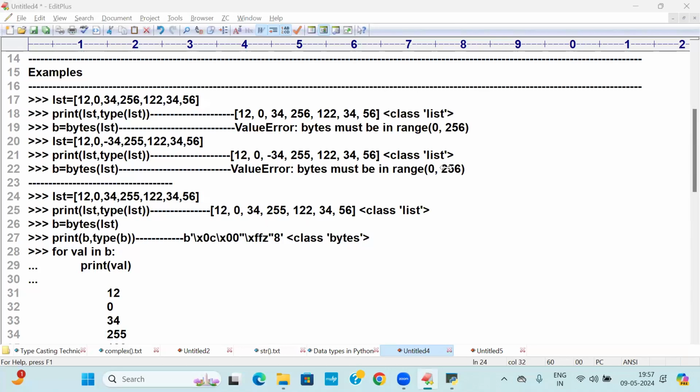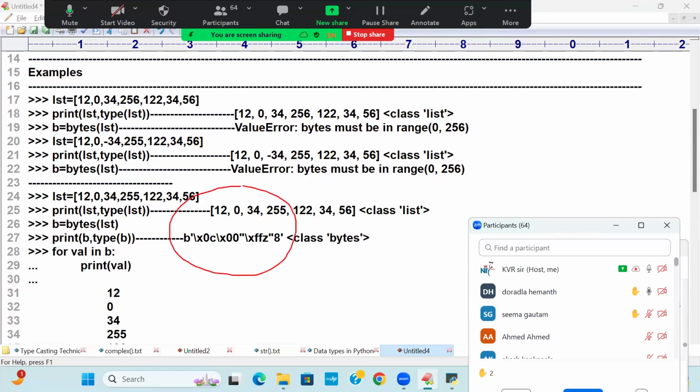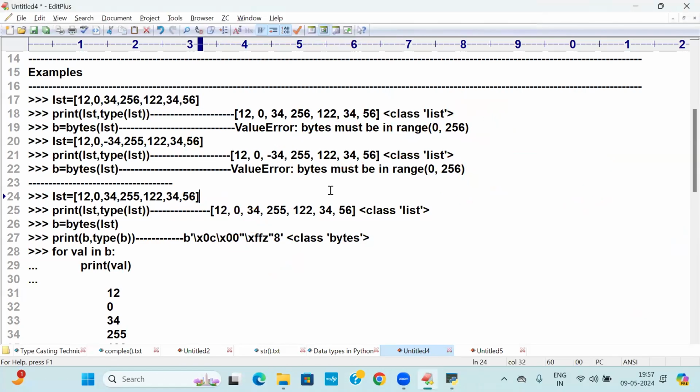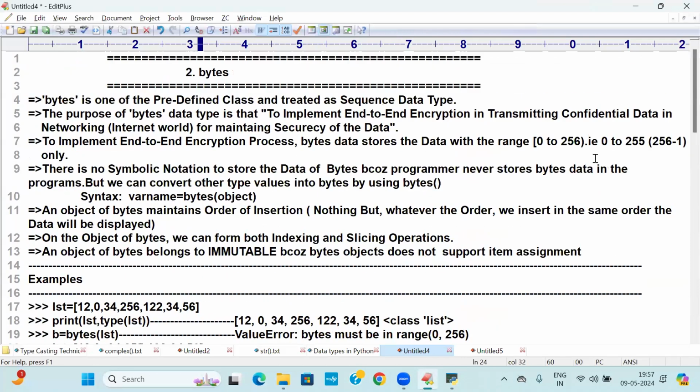As an application developer, whatever data you have, I will convert into bytes. I never bother about the secret code. It will come into an encrypted format where nobody can understand it. The computer finds it out directly. Yes, the bytes data type will implement that end-to-end encryption by using these digits.